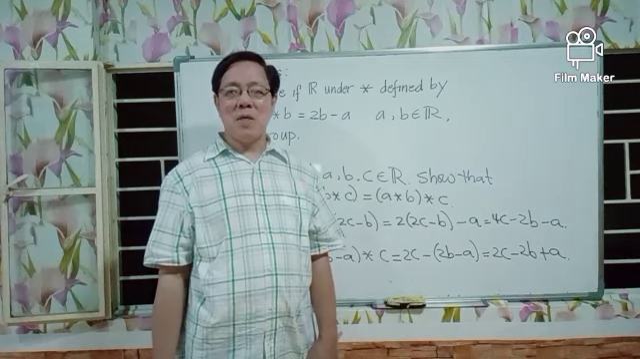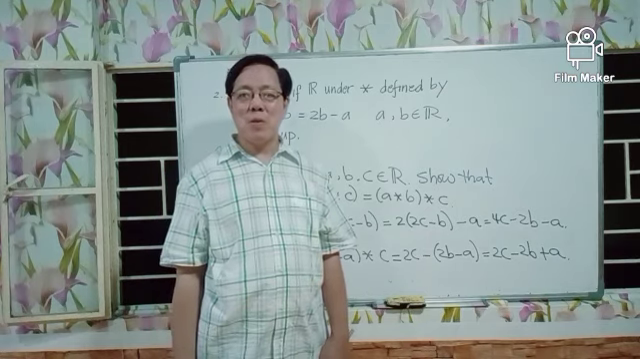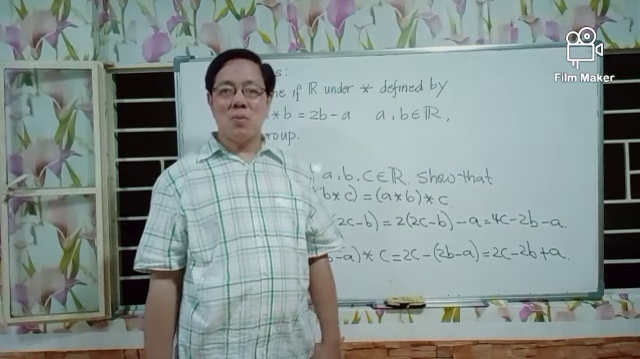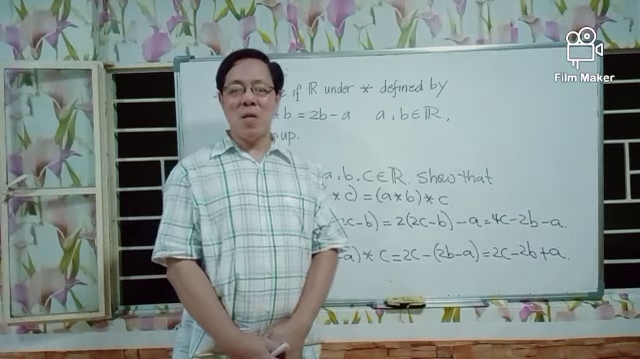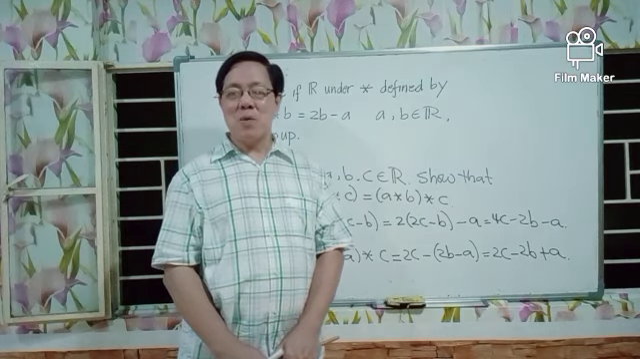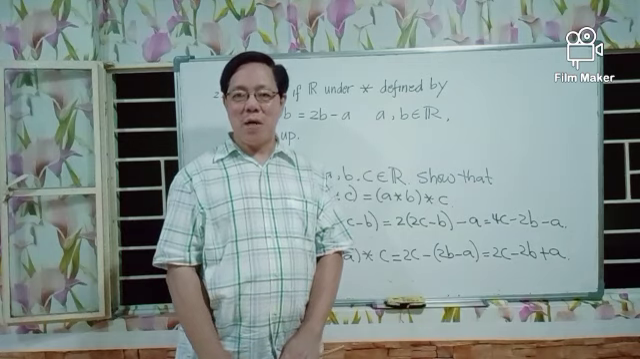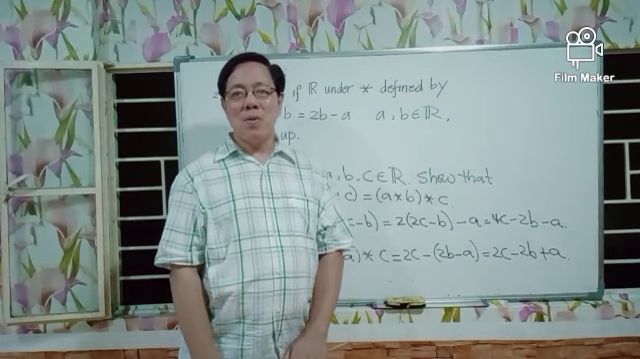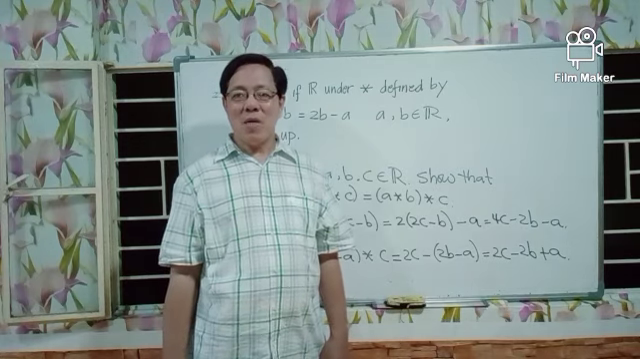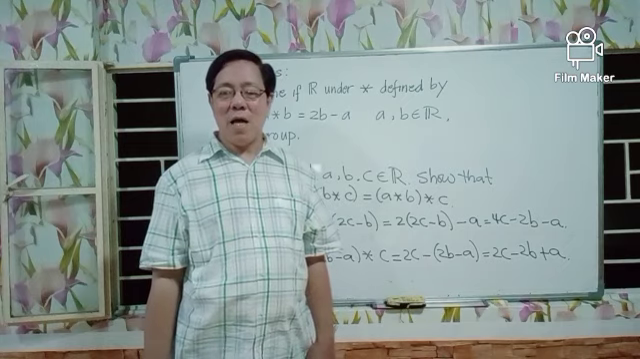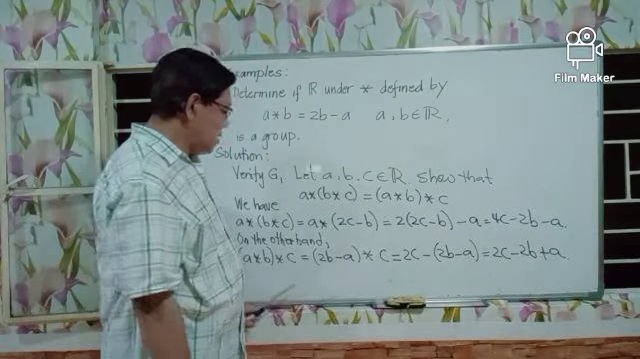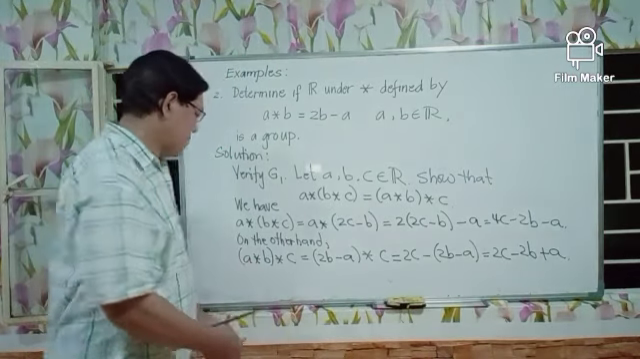Now, supposing the first two properties of a group, G1 and G2, are satisfied, you proceed to verify the third property of a group, G3. And if the third property of a group, G3, is not satisfied, then you conclude that the given non-empty set together with the binary operation defined on that non-empty set is not a group. And here we write the conclusion.